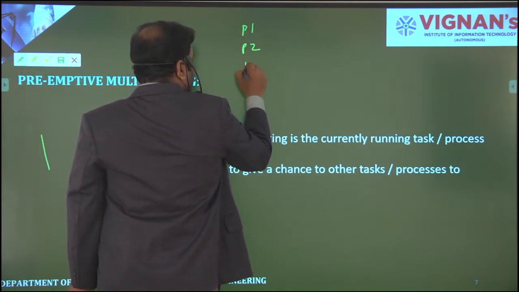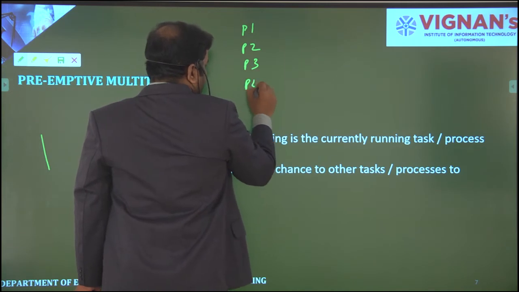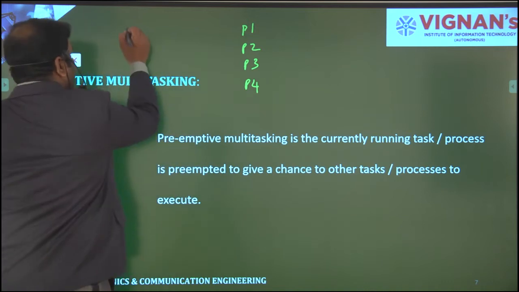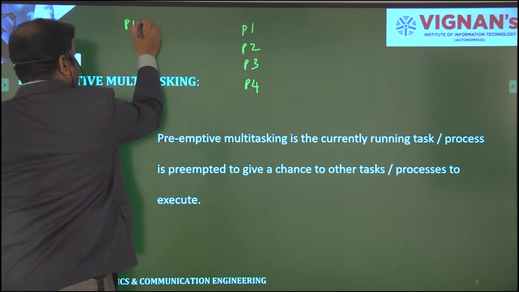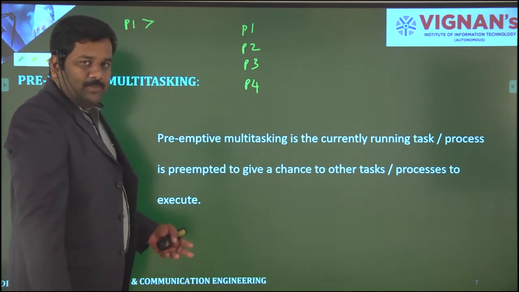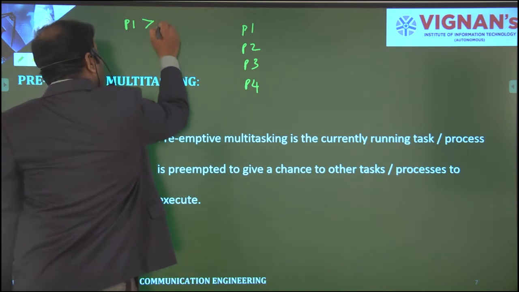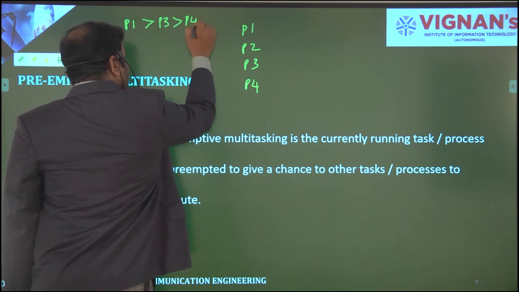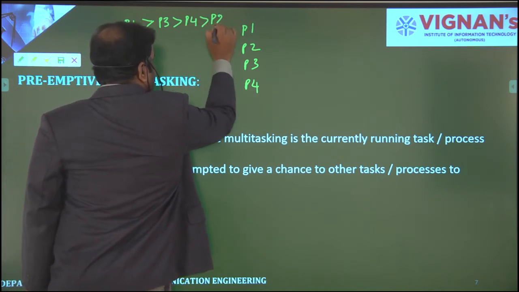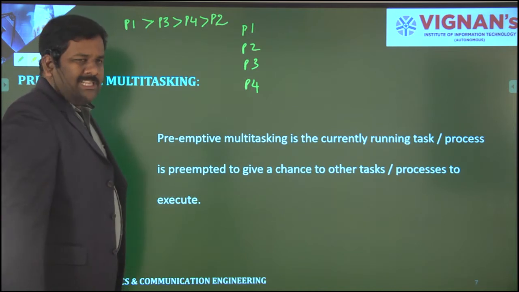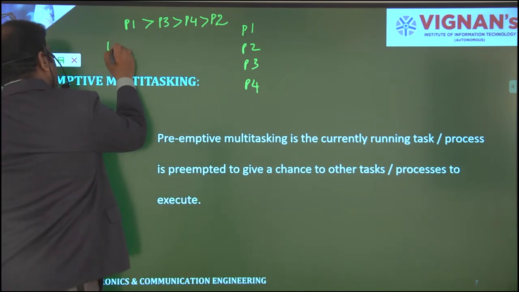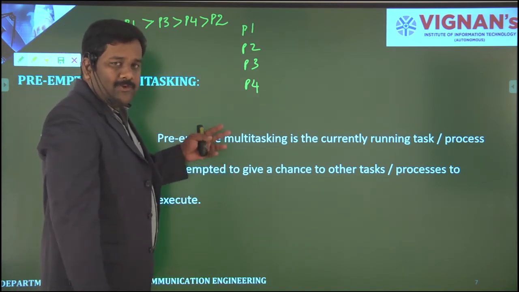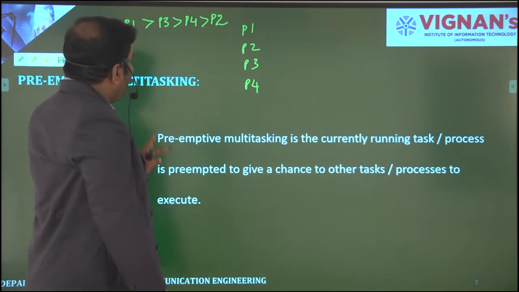P1, P2, P3 and P4. I have four processes to execute. While we are comparing, P1 has higher priority than P2, P3, P4, and then P3 has higher priority than P4, and P4 has higher priority than P2. I'll just take it as an example only. It may not be in this order only. You can take P1, 3, 4, or else 4, 3, 2, 1, whichever you may need.